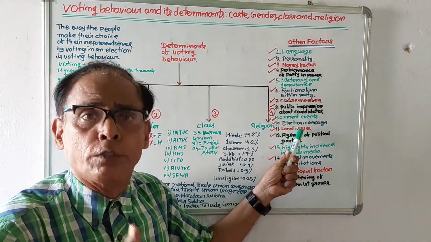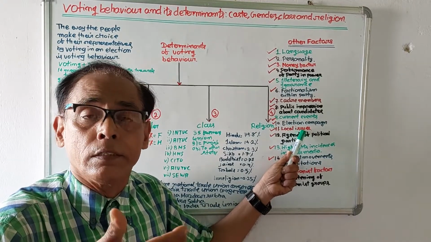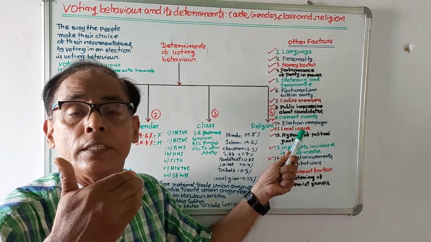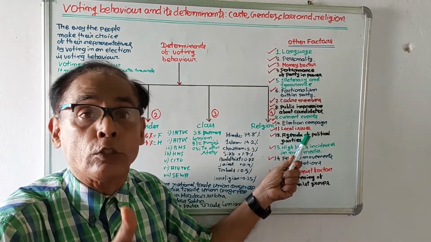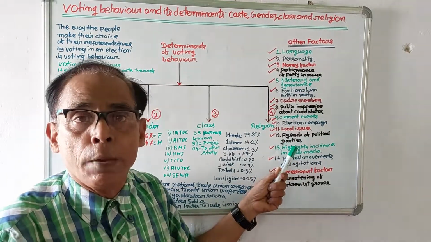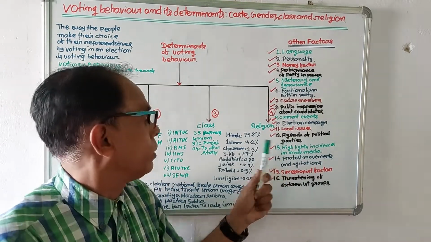Then, local issues. People will always give vote to a political party or a candidate who is interested in the development of local problems. People always are interested to give vote to a political party or candidate who shows interest to solve local problems. Agenda of political parties. If a political party has a good agenda, definitely people will give vote.